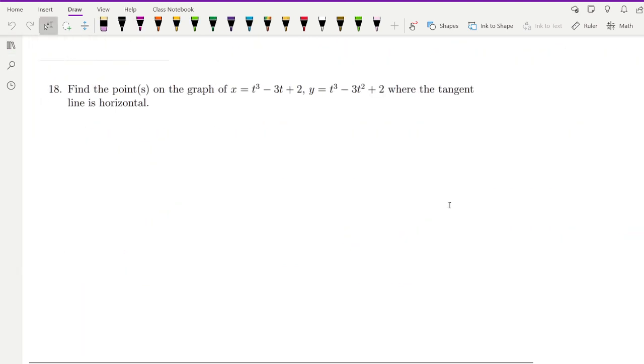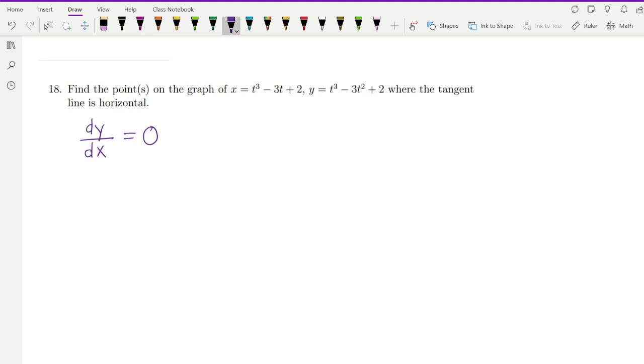Okay, this is similar to the last one. In this question, we're kind of working backwards. Instead of finding the slope of a tangent line, we're finding the points where the function has a horizontal tangent line. So basically we're trying to figure out for which values of t, and then that will help us figure out what values of x and y, satisfy dy/dx equal to 0.